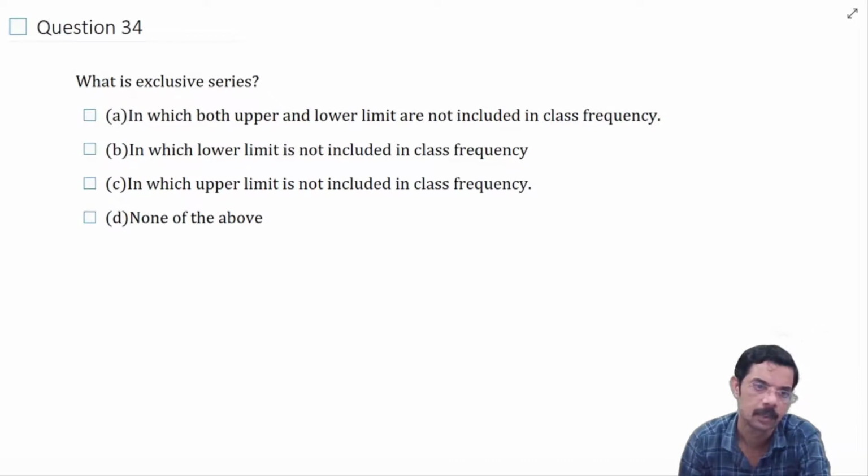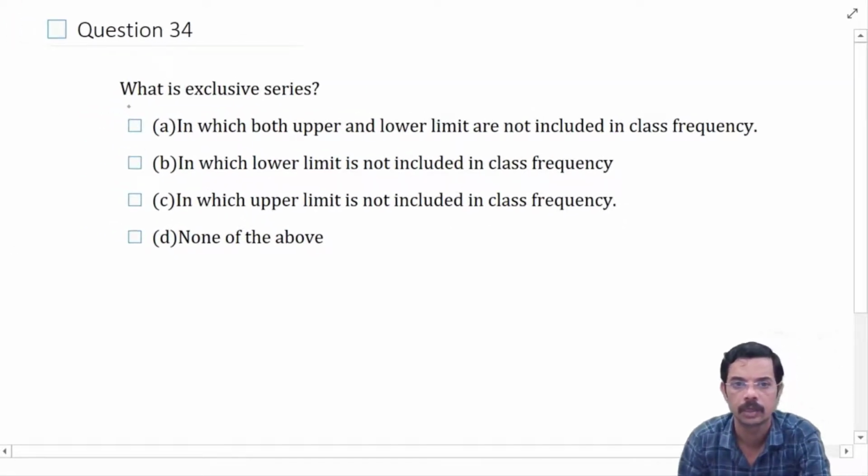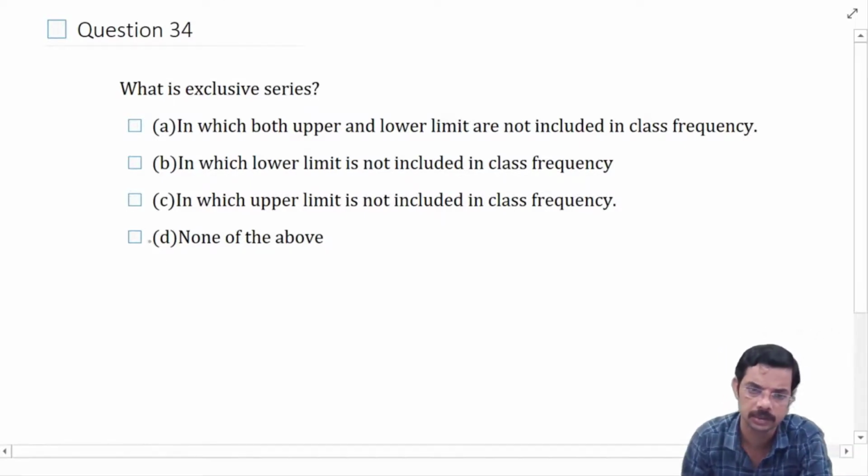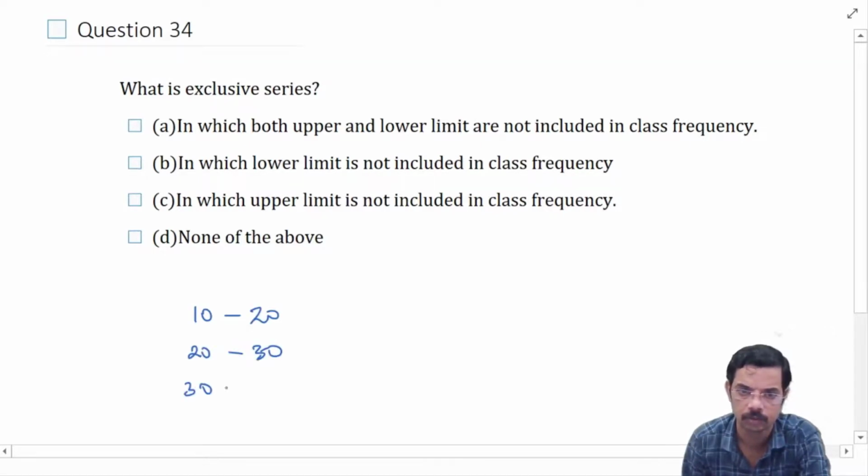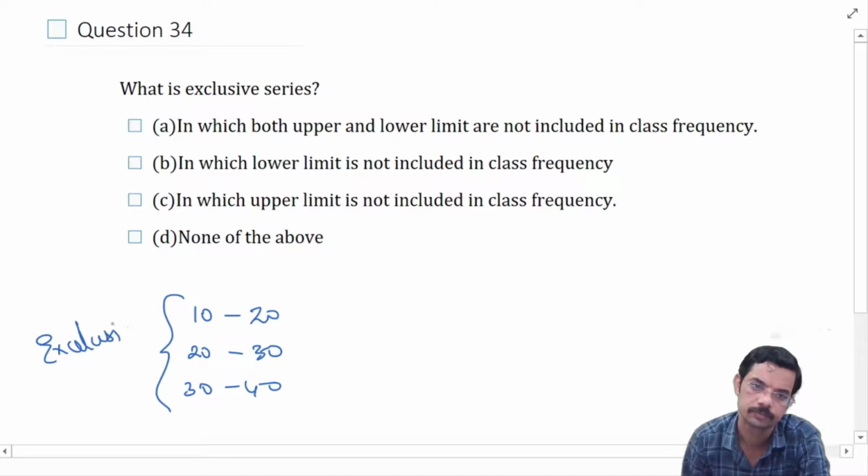Next question, question number 34. What is an exclusive series? See, we know that this is, say, 10 to 20, 20 to 30, 30 to 40. So this is an example of an exclusive series.